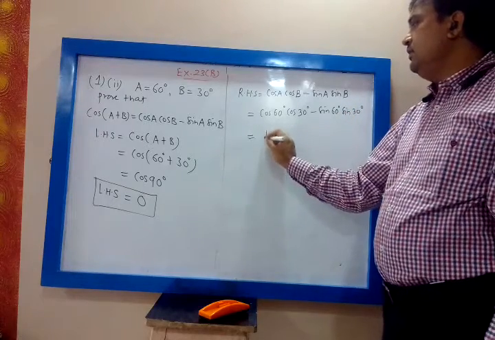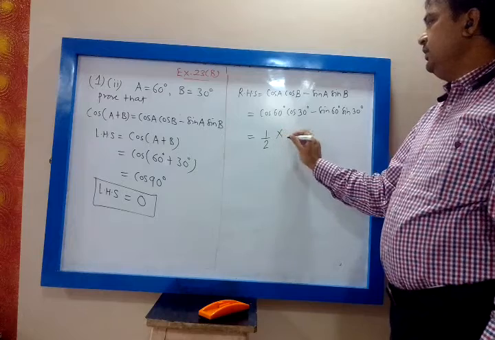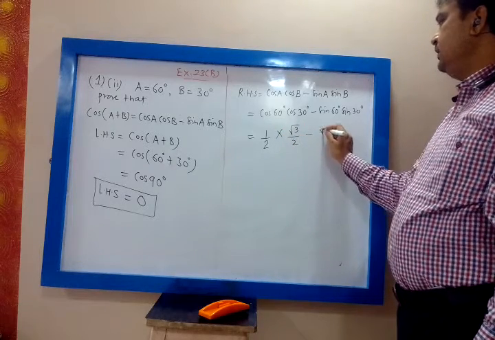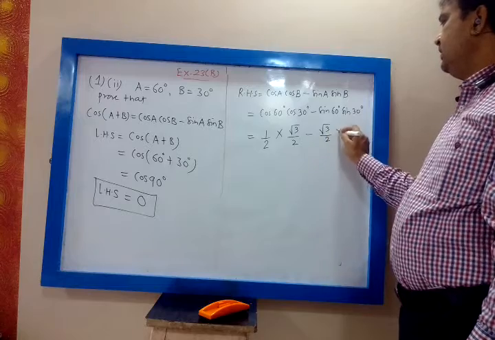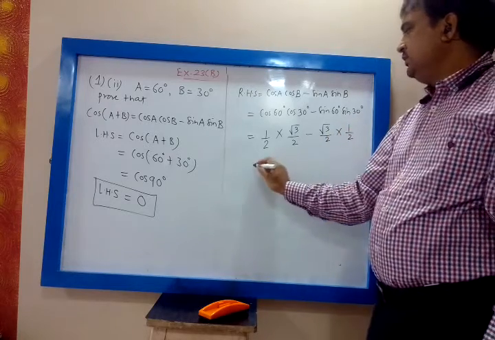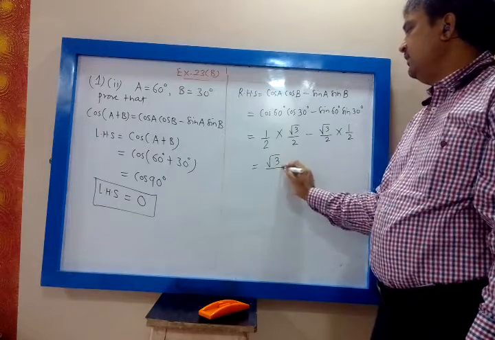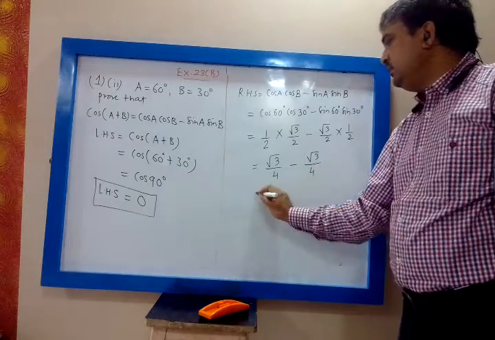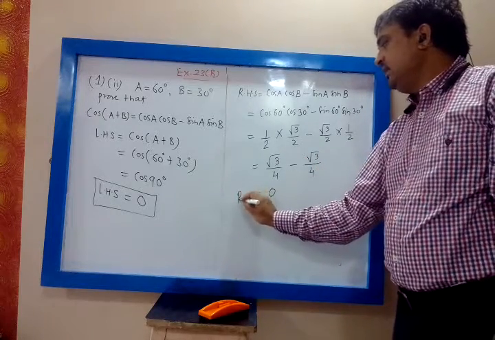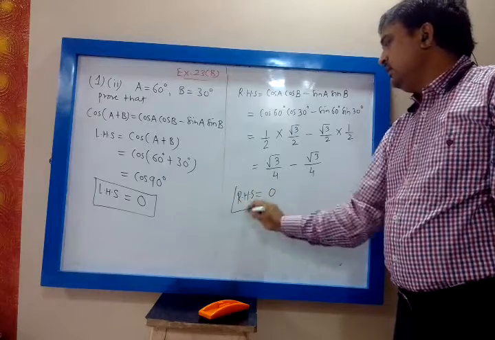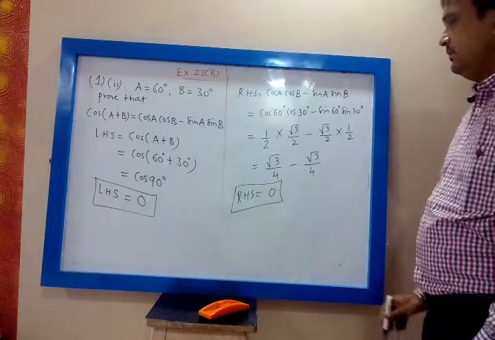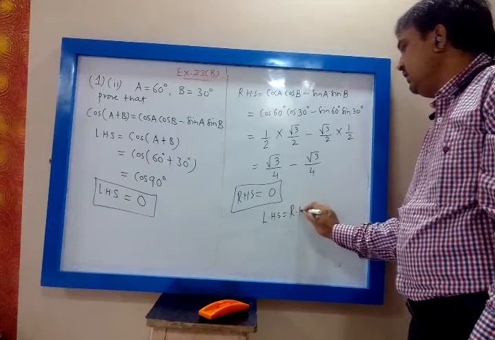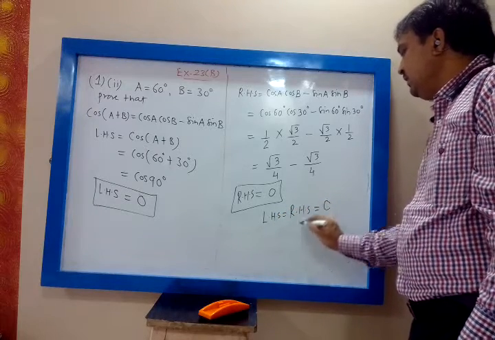What is cos 60 degrees? 1 by 2. Cos 30 degrees is root 3 by 2. Sin 60 degrees is root 3 by 2. Sin 30 degrees is 1 by 2. So multiply: root 3 by 4 minus root 3 by 4 is 0. So my right hand side is 0. Right hand side is 0, left hand side is 0. So left hand side is equal to right hand side, equal to 0. Hence proved.